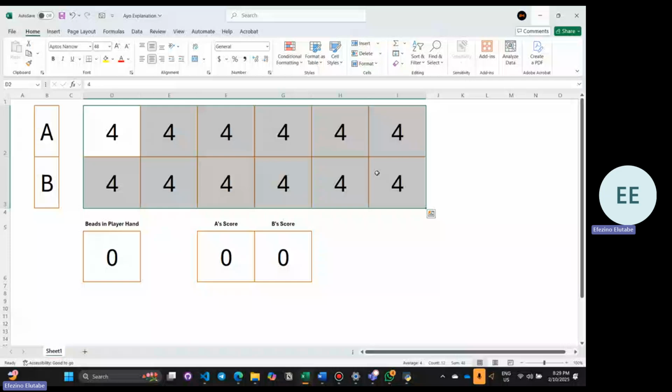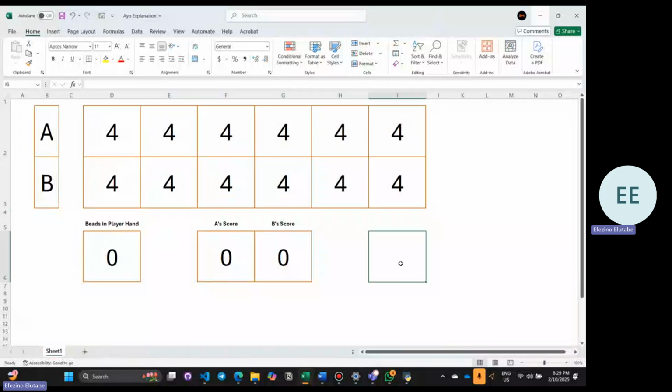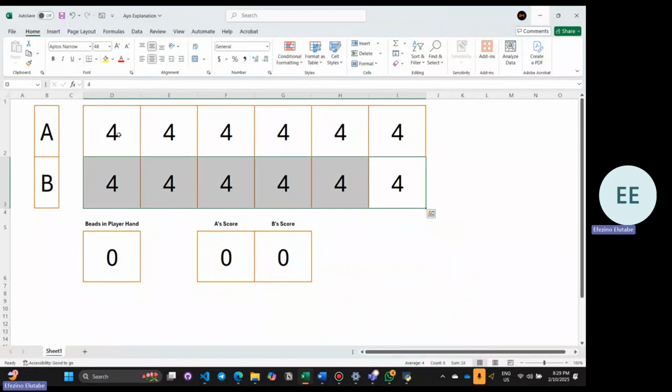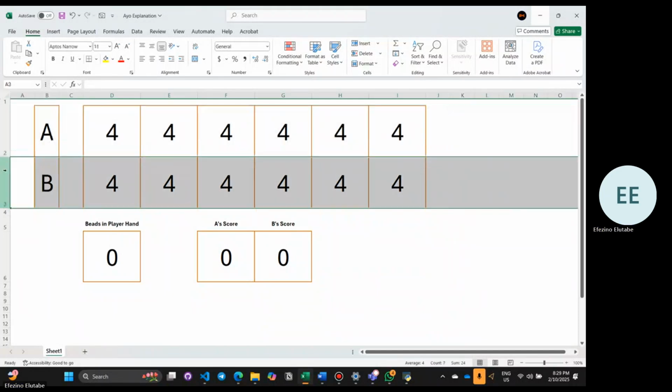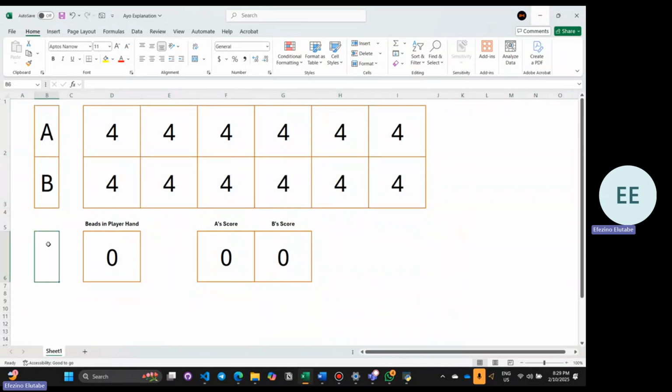The game starts with 4 beads in each hole. I'm going to be calling those holes houses, or that is what they are called in the game. So each hole is called a house. And then each side of the board belongs to a player. So this represents the board, and each cell represents a house, right? 6 houses on the lower side, 6 houses on the upper side. In this case, the upper side belongs to player A, and the lower side belongs to player B. And this is how the IO game starts.